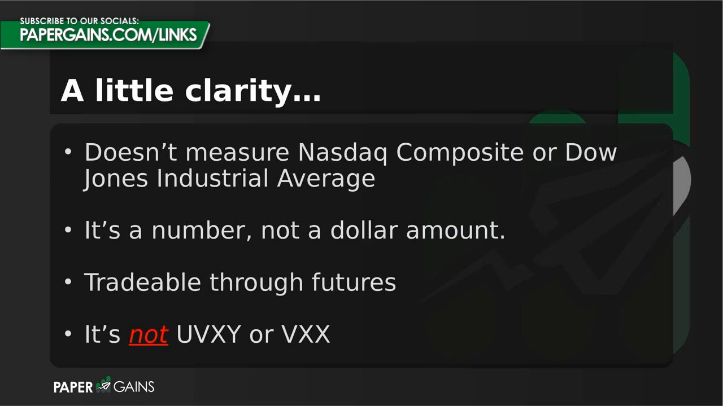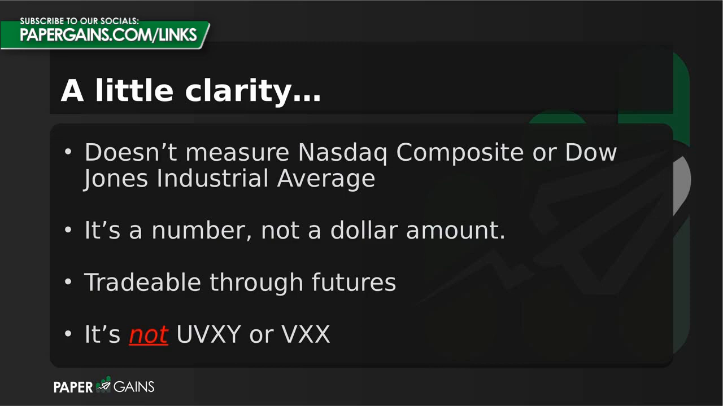It's actually not a dollar. When I was really early on in trading, I thought it was a dollar. I would say like, oh, the VIX is at $20. It's a number. So it's not a dollar amount. You can't actually own it or trade it. It's only tradable through futures and futures options.